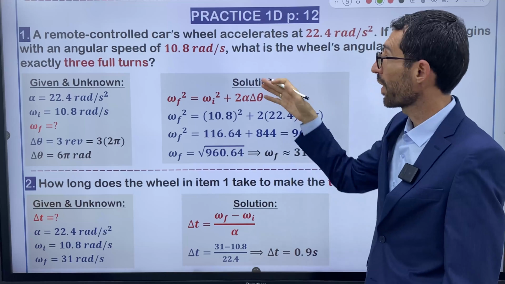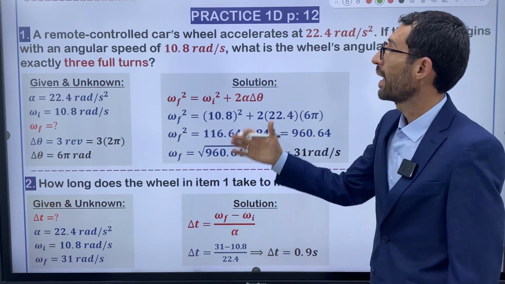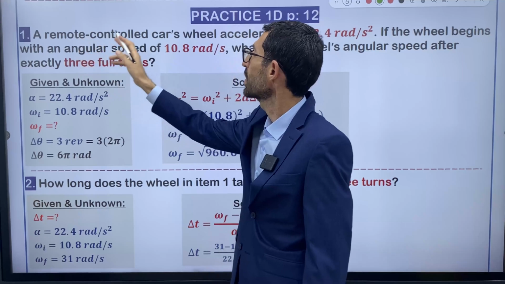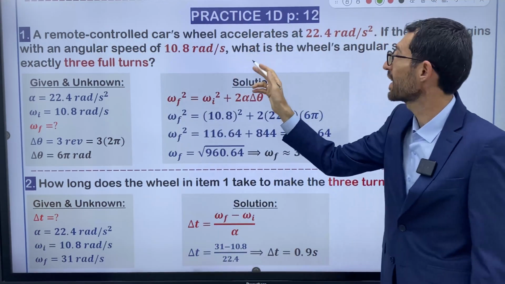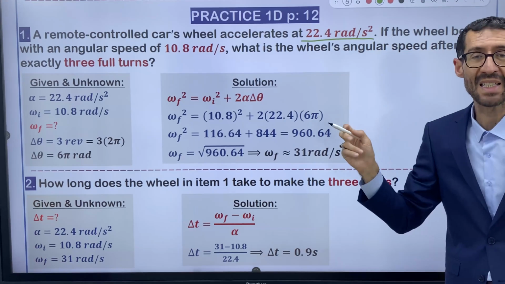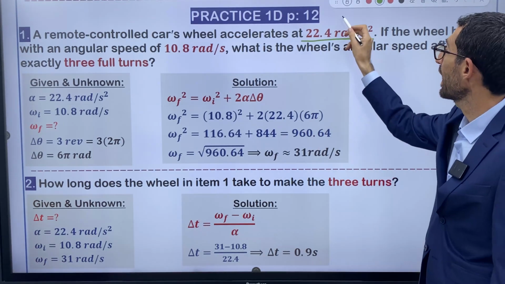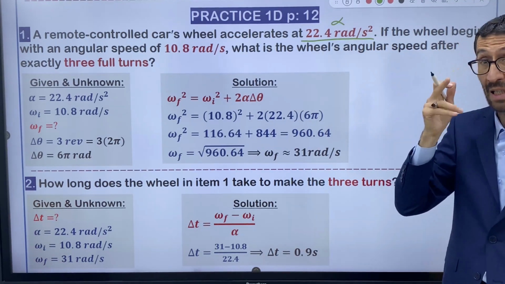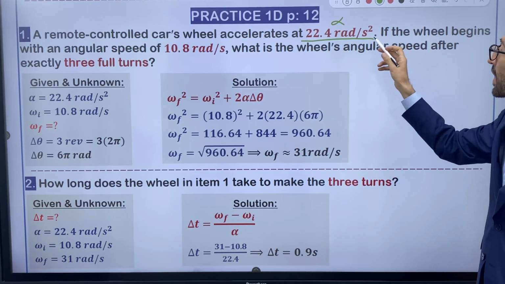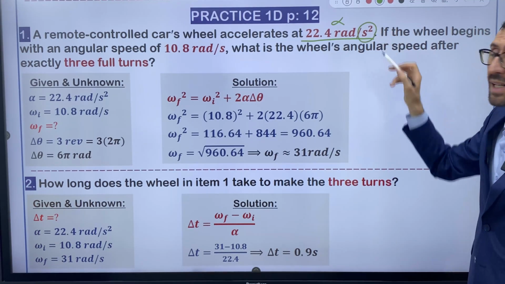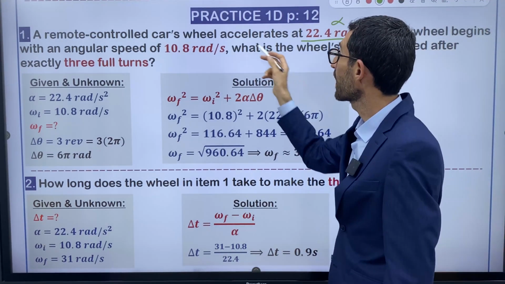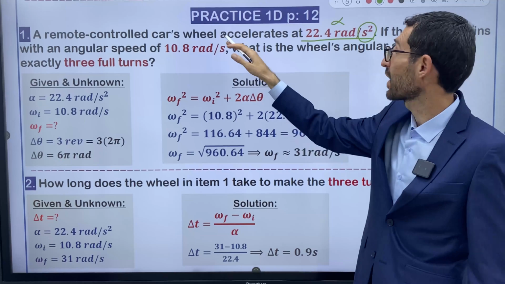Let's get started with question number 1. Let me read the question for you. It says, number 1, a remote controlled car's wheel accelerates at 22.4 rad per second squared. So what's this? This is the angular acceleration. I recognize it by its unit, even though it doesn't mention angular acceleration.